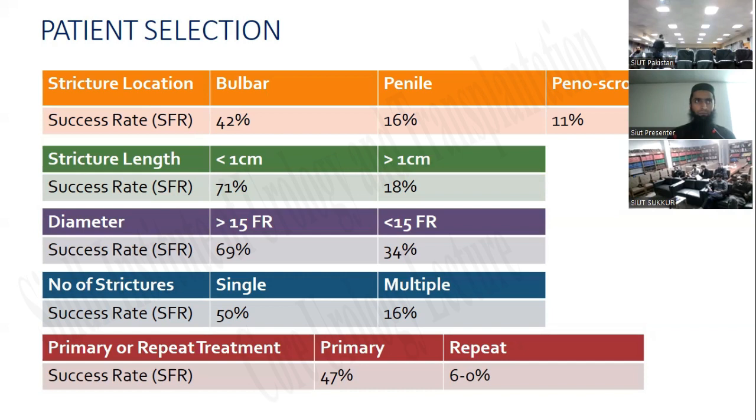इसी तरह फीमेल में भी हमने पढ़ा था कि फीमेल स्ट्रिक्चर क्या होता है, कि 16 FR का फॉलीज़ कैथेटर ना जाए तो फिर आप कहें कि उसको स्ट्रिक्चर है.